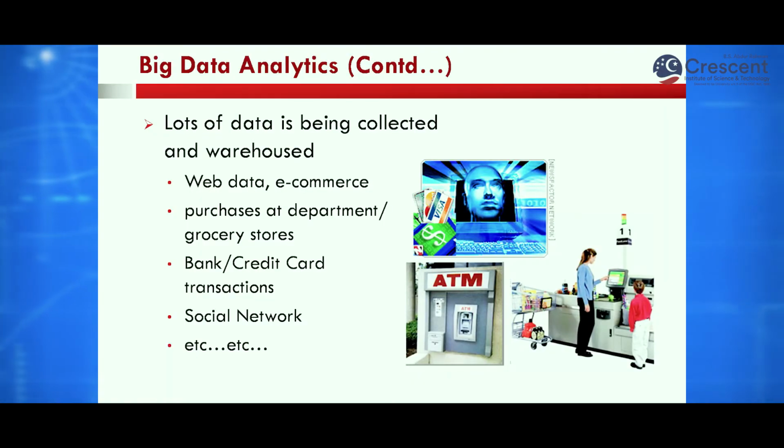Mobile devices are mainly used to track all the objects at all times. Then sensor technology works the same way, measuring all kinds of data. So overall, lots of data is being collected and warehoused. For example, we are collecting data from the web, e-commerce, and department grocery stores.